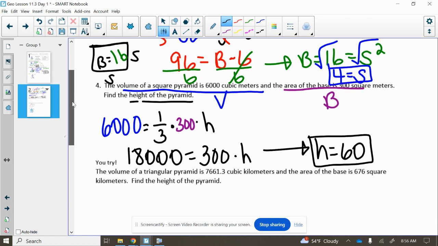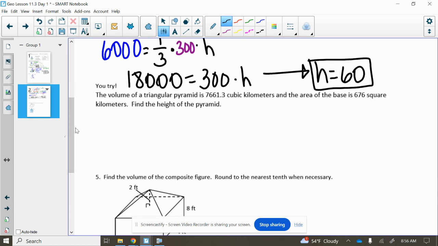All right, there is now one for you to try. This time they are giving you a triangular pyramid whose volume is 7,661.3. Area of the base is 676. What is your height?